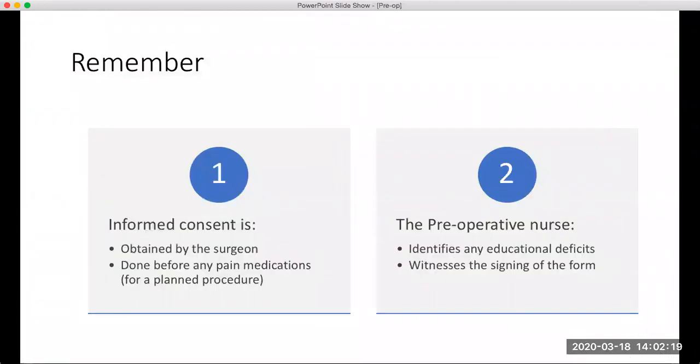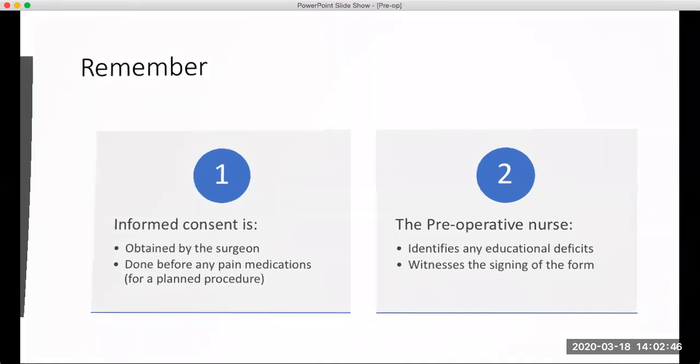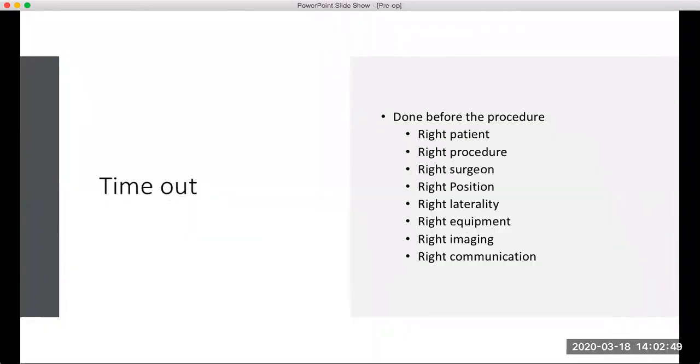So yeah, just a reminder, the consent is obtained by the surgeon, done before any pain medications, right? Especially for a planned procedure, because pain medications can be mind altering. So the patient really needs to be in the right state of mind. That can be a little bit tricky, so just be careful. You need to make sure that you feel comfortable signing that consent form, that the patient really does understand what is happening to them. The pre-op nurse can identify educational deficit and witness the signing of the form. So good couple of reminders there.